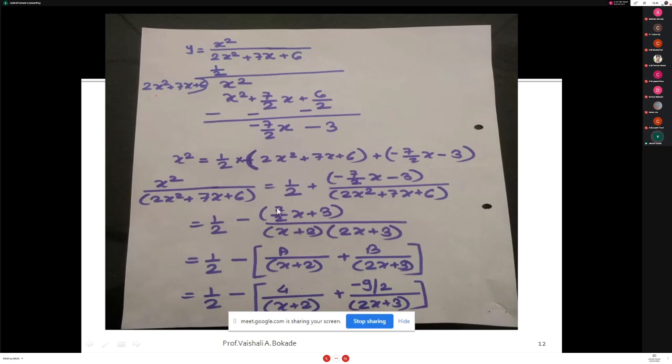Now you can see this term has degree of numerator 1 and degree of denominator 2. So go for partial fraction for this term. I'm writing a upon x plus 2 plus b upon 2x plus 3. You will proceed with partial fraction separately, or just go for showing steps here and get the values of a and b. Those values I'm substituting here: a is equal to 4 and b is equal to minus 9 by 2. So you can observe 1 by 2 minus 4 upon x plus 2 plus 9 by 2 upon 2x plus 3. That I want to tell you, how this comes by actual division.